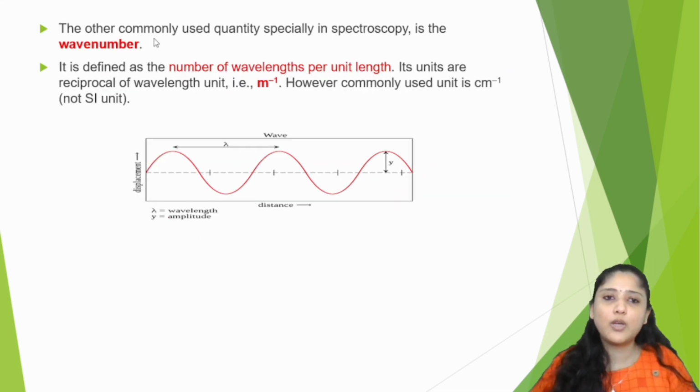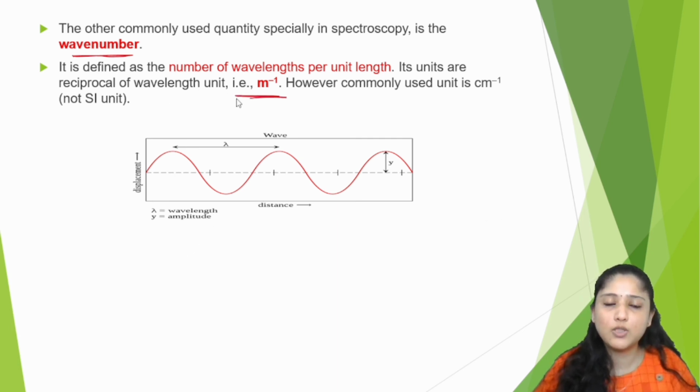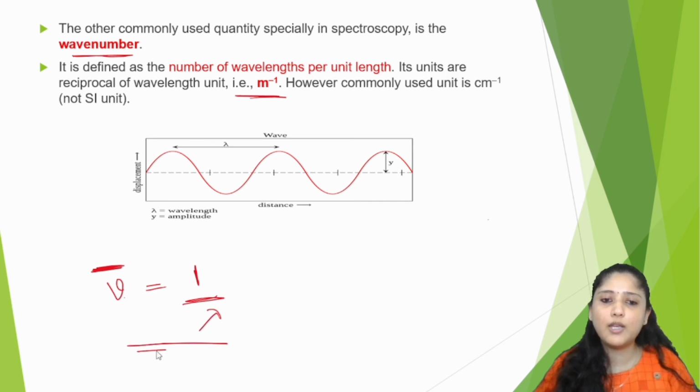The other characteristic of a wave is the wave number. It is defined as the number of wavelengths per unit length. Its unit is meter inverse. Wave number is represented by nu bar. Nu is frequency, nu bar is wave number, the reciprocal of wavelength, 1 by lambda.